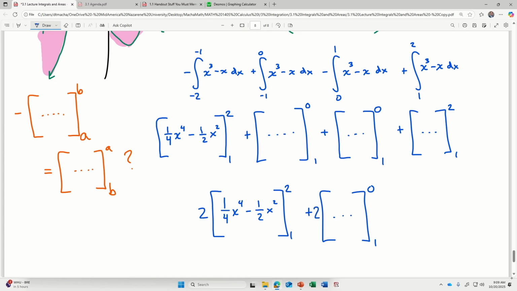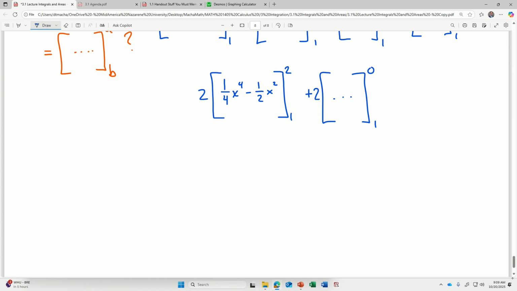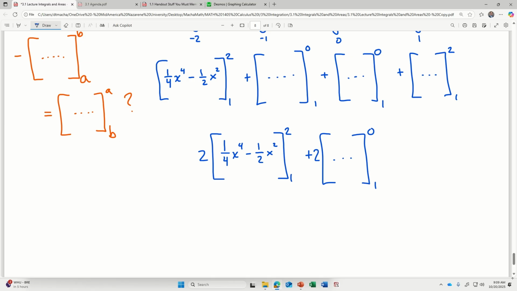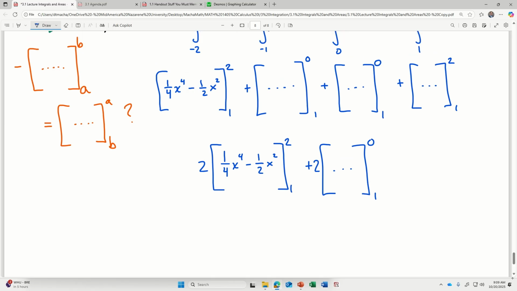Twice, because it shows up twice. Okay, now we can start to evaluate this. I've got 2 times this one first. I'll plug in the 2 and get 2 to the 4th power divided by 4, which is really 16 divided by 4, which is 4. And then minus 1/2 2 squared, which is half of 4, that's minus 2.